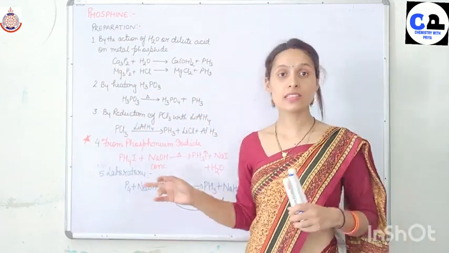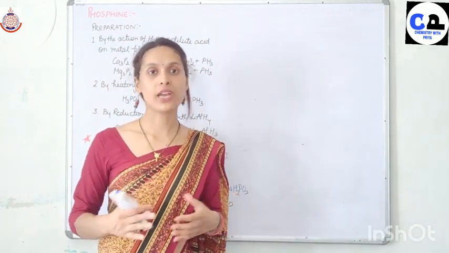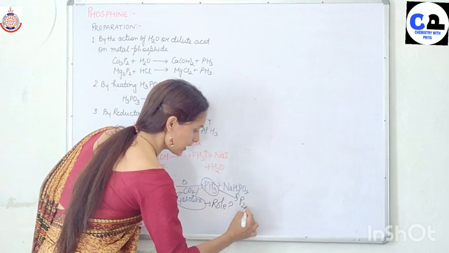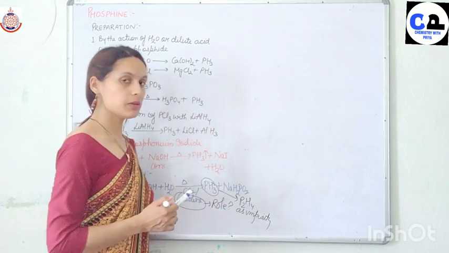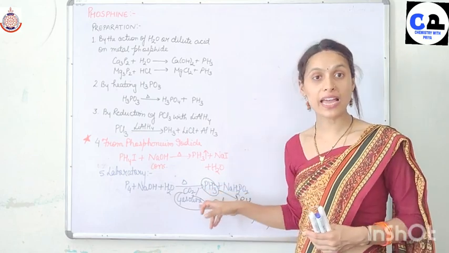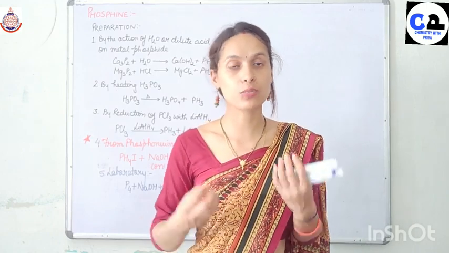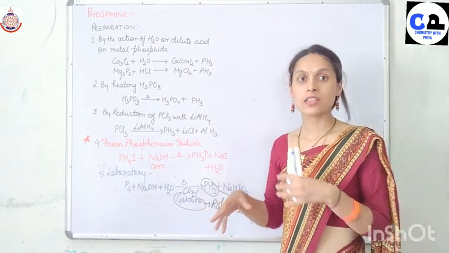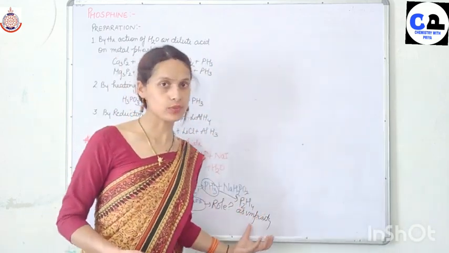But this PH3 readily catches fire in the air due to the presence of P2H4 as an impurity. This PH3 contains P2H4 as an impurity, and due to the presence of this impurity, it readily catches fire in the air. So to prevent this inflammability, gasoline is used. Gasoline prevents the catching-fire tendency of this gas by reacting with P2H4.